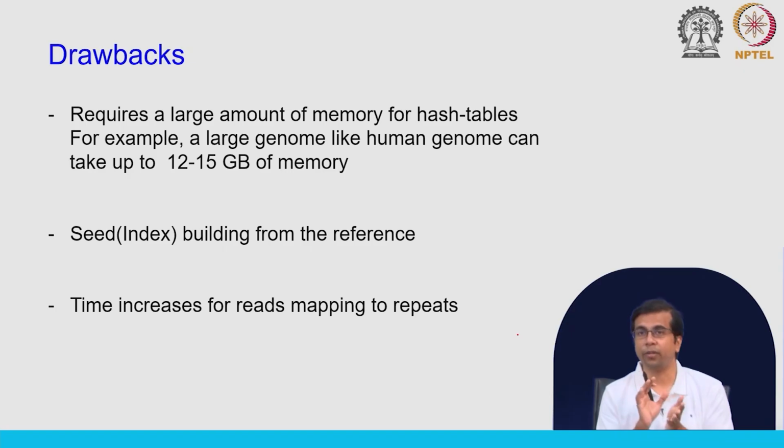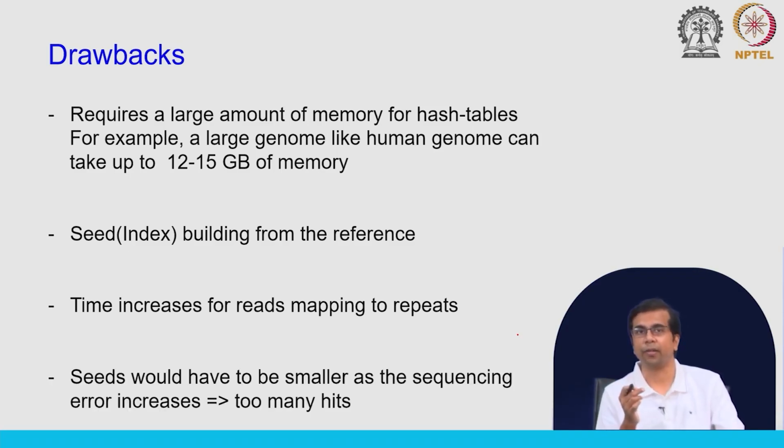So, this is something that will impact your choice of seed length. Now, the other problem we have is that if you have reads that are mapping to repeats, you will probably have some increase in time, because there are a lot of matches for 2 regions, and you have to extend, align and make that decision, whether this read is mapping to multiple regions or not, whether the read is coming from repeat sequences or not.